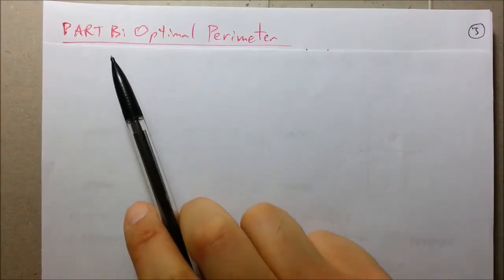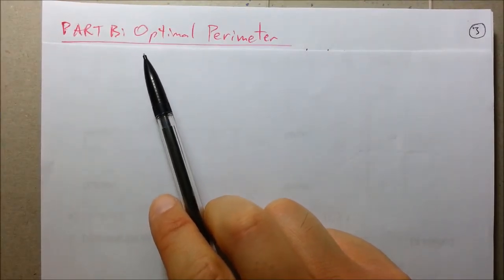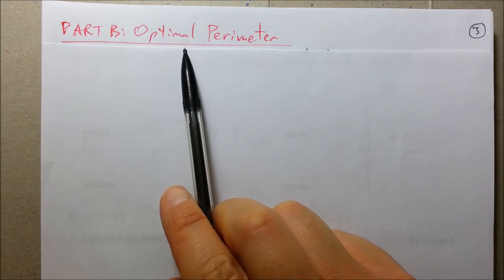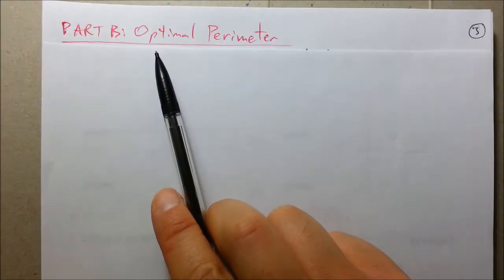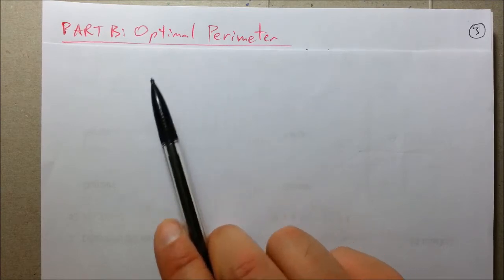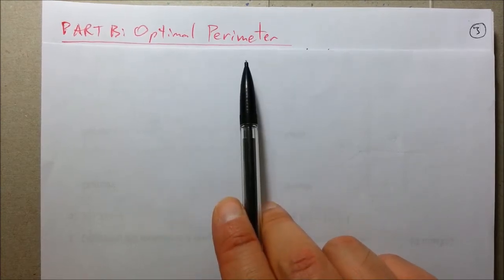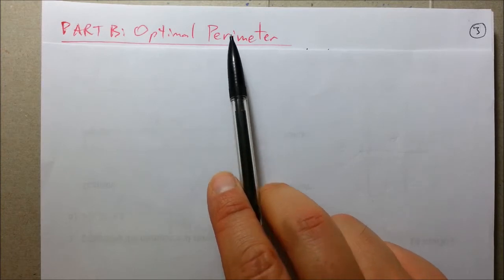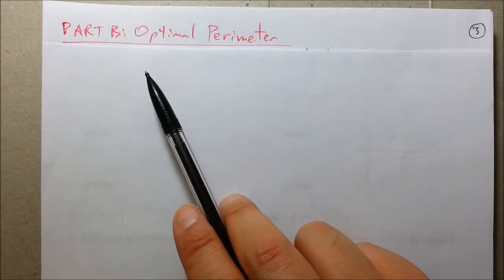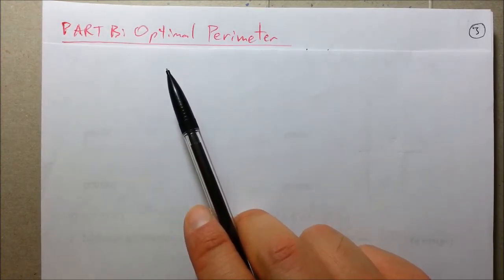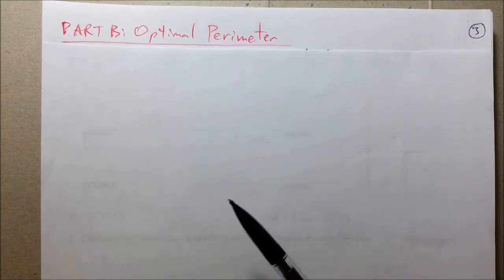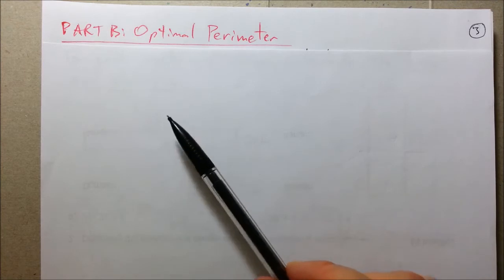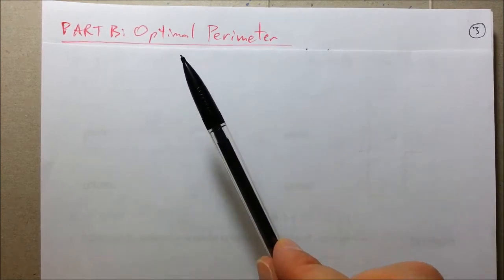Okay, so part B of this investigation says where we will be investigating the optimal perimeter. So in this case, what if you're given a fixed area? We want to get the optimal perimeter, the minimum perimeter for a given area. On the previous example, we were trying to get the maximum area for a given perimeter. Here's the opposite, the minimum perimeter for a fixed area.